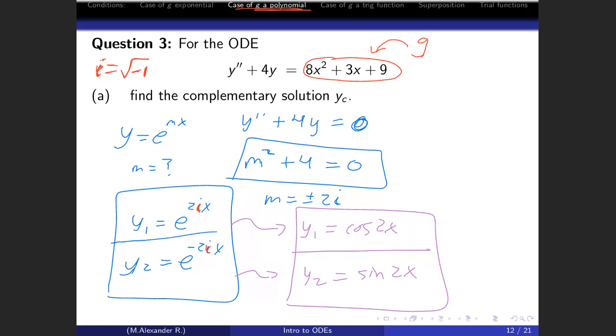And so that means that we can write down our complementary solution to the differential equation. So the complementary solution is equal to c1 cosine of 2x plus c2 sine of 2x. Right, so that's the complementary solution, the combination of cosine 2x and sine 2x. That's the complementary solution.